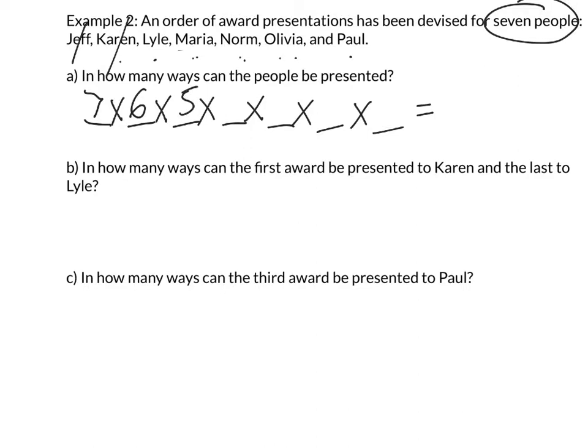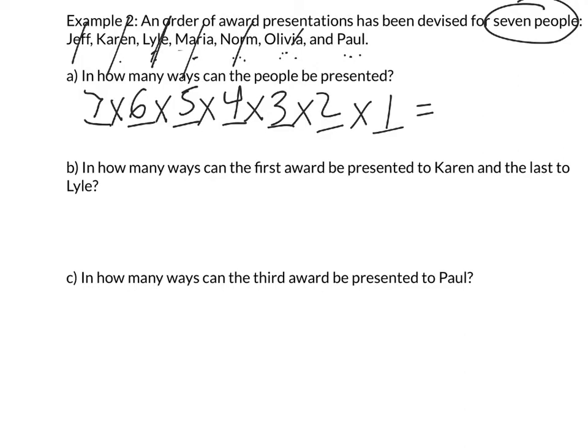So you're down to 5 choices of people that could pick the third spot. One of those 5 will end up getting that third spot. Let's pretend it's Lyle. Then you're down to 1, 2, 3, 4 people. One of the 4, I'll say Maria gets that spot. You're down to 3. I'll pretend Norm got that spot. Then you're down to 2, Olivia and Paul. I'll say Olivia got that spot. And then you're down to Paul. So you're down to 1. So you end up with 7 times 6 times 5 times 4 times 3 times 2 times 1. That's the long way of doing it.